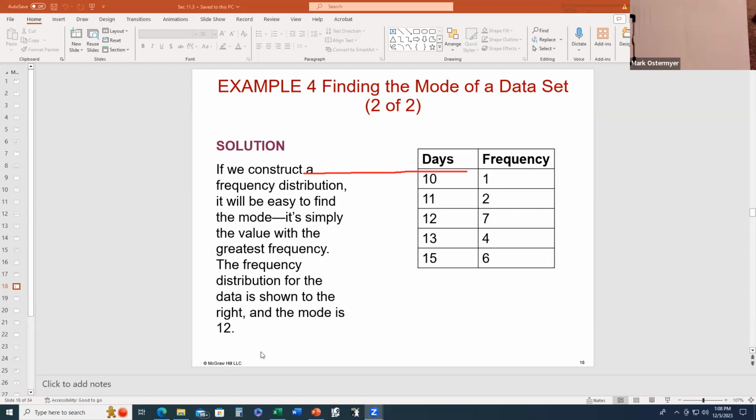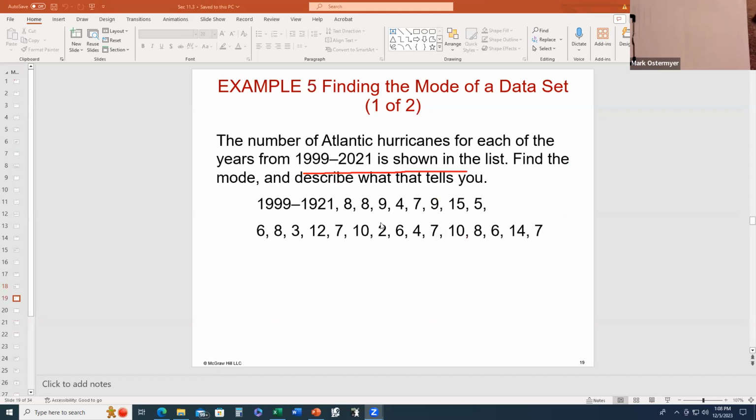So the mode of this data set is 12. It occurs the most frequently among all the other data points in the data set. 15 is a close second, though. But yeah, 12 is the only mode of this data set. There's only one mode. This would be a unimodal data set. One mode. Make sense? That's all there is to the mode.